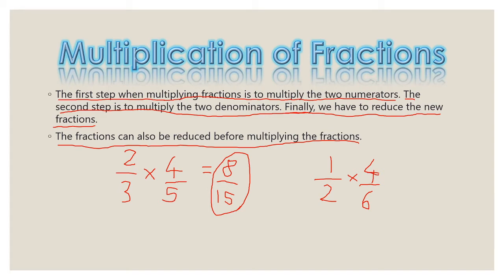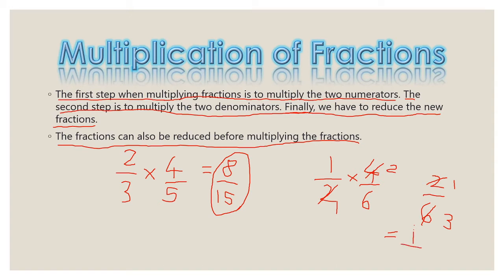So let's reduce it. 2 1s are 2 and 2 2s are 4. So here 1 multiplied by 2 is 2 and 1 multiplied by 6 is 6. What we have got is 2 upon 6, and this can be further reduced: 2 1s are 2 and 2 3s are 6. So the final fraction that we have got is 1 upon 3.